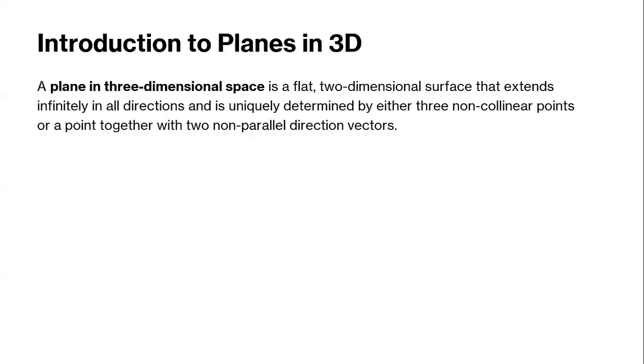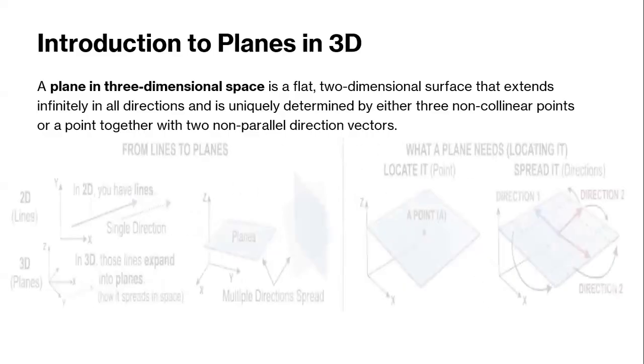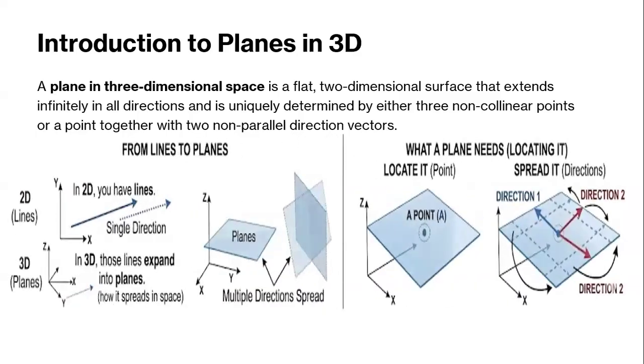Good morning, everyone. All right, so first we're doing the introduction of planes in 3D. In order for us to know what it is, I have a definition here. A plane in three-dimensional space is a flat, two-dimensional surface that extends infinitely in all directions, and it's uniquely determined by either three non-collinear points or a point together with two non-parallel direction vectors.